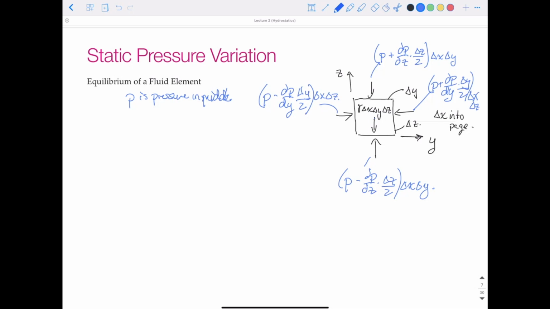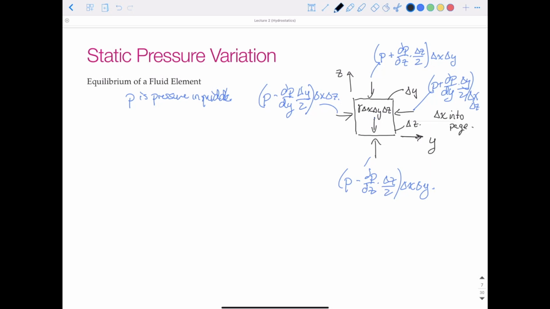This isn't overly important, but I just wanted to show you that if you do a volume element or differential analysis, we can get these equations, and then you sum the forces in the X, Y, and Z components to get the equations for pressure as a function of X, Y, and Z, assuming that they're changing.